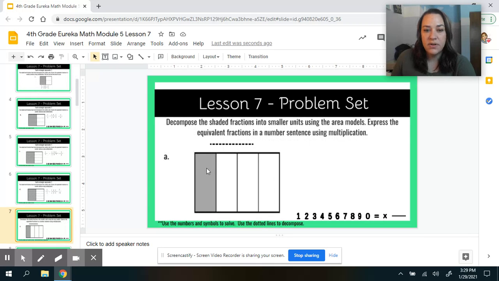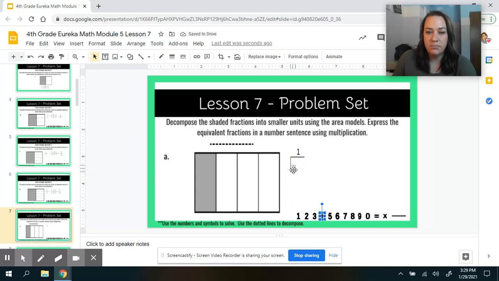Okay, let's do another one. So it says decompose and express it in a number sentence using multiplication. So it's not telling us what we need to decompose it into. We can kind of choose how many horizontal lines we want to make. So we need to first see what are we starting with? We're starting with 1/4, okay? So we can kind of decide, well, how many horizontal lines do we want to put in? 2, 3? Let's do 2.